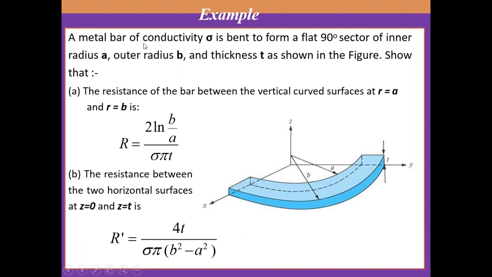Now let's check on this. A metal bar of conductivity sigma is bent to form a 90-degree sector of inner radius a, outer radius b, and thickness t, as shown in the figure. Show that the resistance of the bar between the vertical curved surfaces at r equals a and r equals b is this. Then show that the resistance between the two horizontal surfaces at z equals 0 and z equals t is this. So this is what we are asked to show.